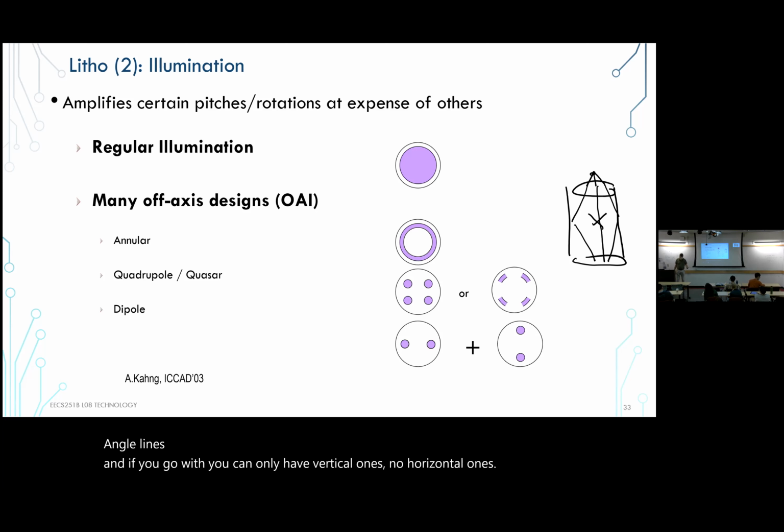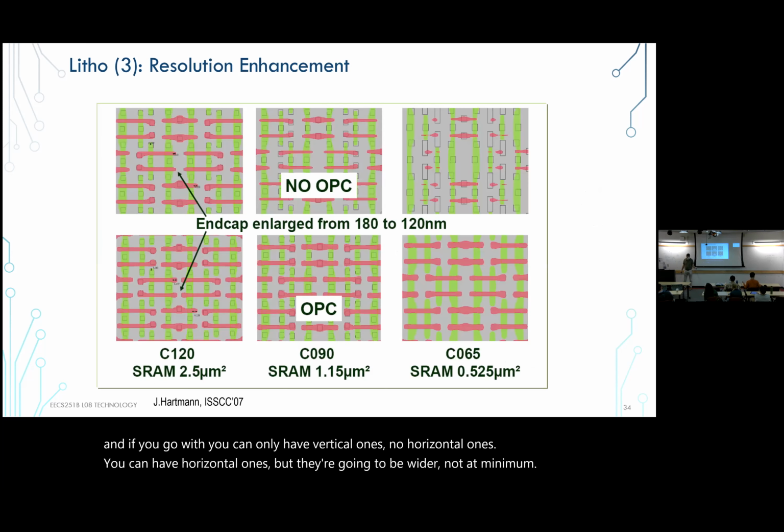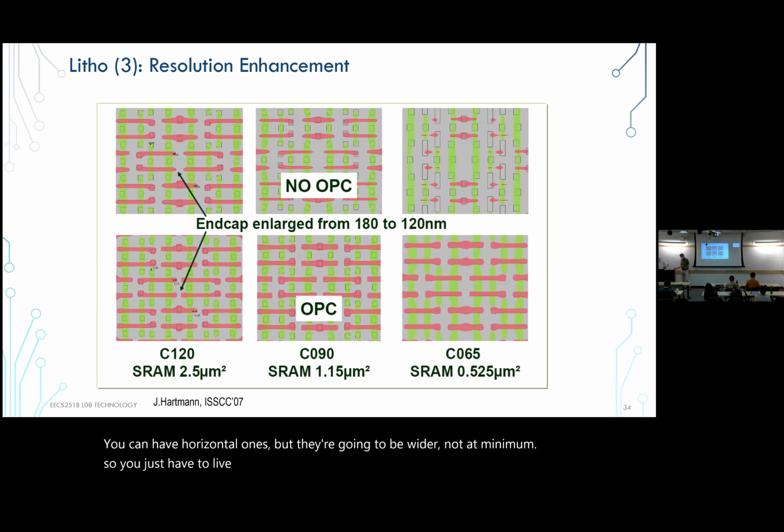Well, you can have horizontal ones, but they're going to be wide, not as many. So we just have to live with that. That is the reason why we have preferred or forbidden orientations in our layouts. Your poly could be, you know, up to 65 nanometers or 90 nanometers, you can draw whatever you want. It will make it for you.